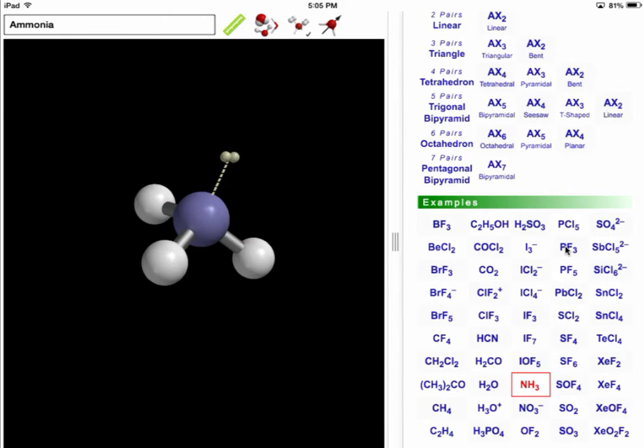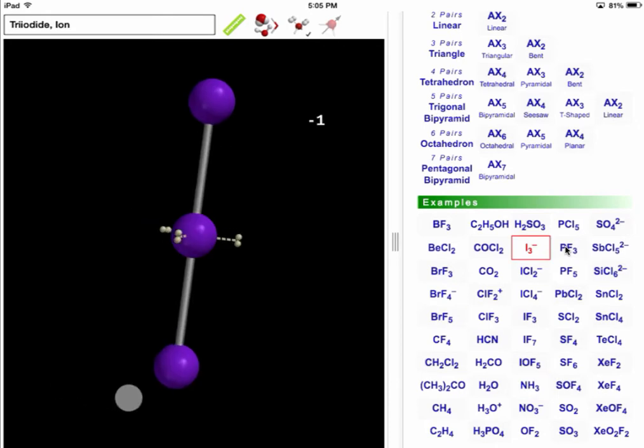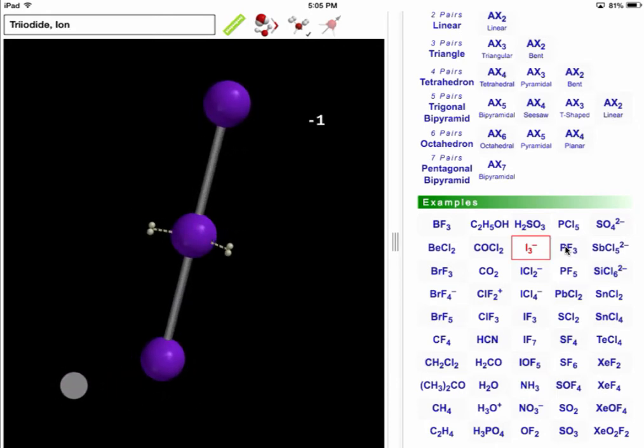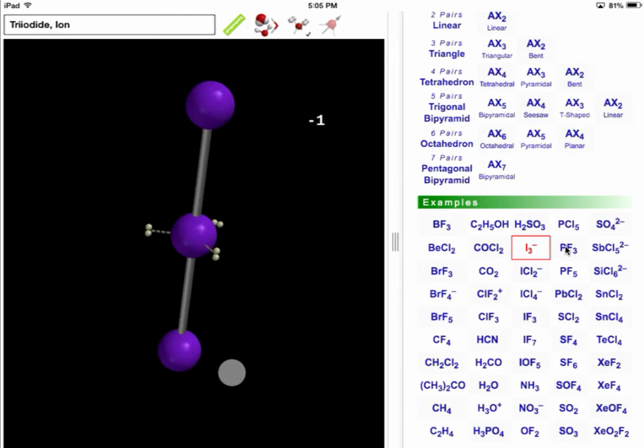Let's try another expanded octet. So let's try I3 minus. So I3 minus has three pairs of electrons unbonded around the central atom, and then a bonding electron pair and another bonding electron pair up here. So the shape of that one is linear.